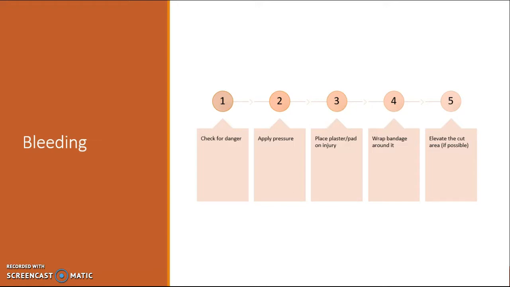And then for this one, you're going to want to apply pressure just to help with the bleeding, and just to stop it. And then place the plaster or pad across the injury to act as almost a plug for the bleeding, to sort of catch it and keep that pressure applied as you're doing it, just so it helps with bleeding, and wrap the bandage around that again with the pressure and elevate the cut area.